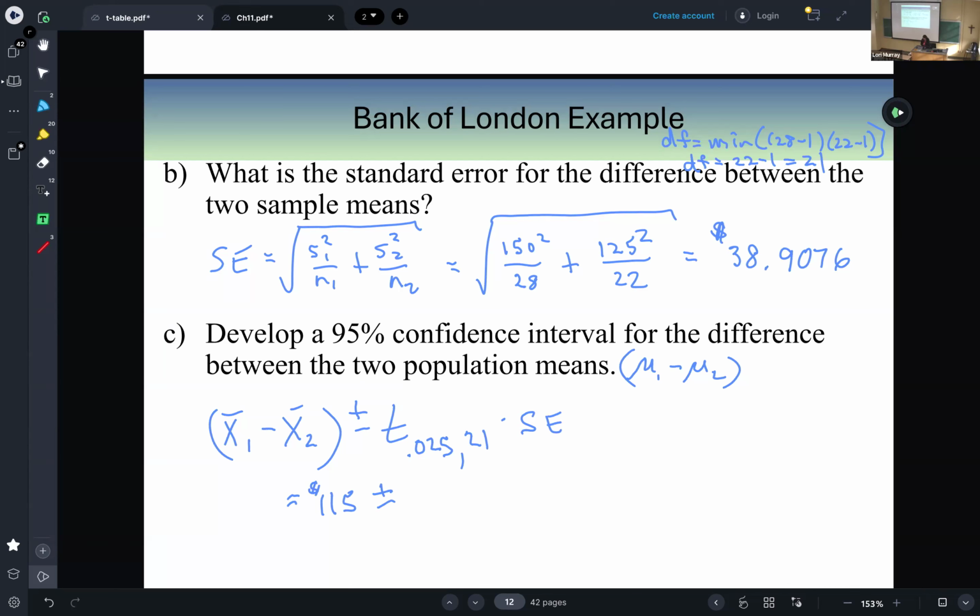Plus or minus a t. We need to get that t from the table. It's a t 0.025 because that means there's 2.5% in each tail, right? Because it's a 95% confidence interval, right? So we want to use this column.